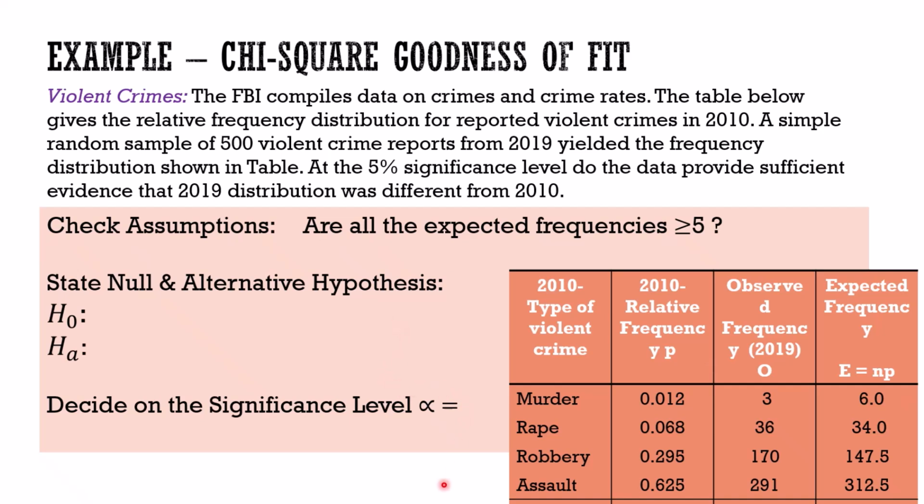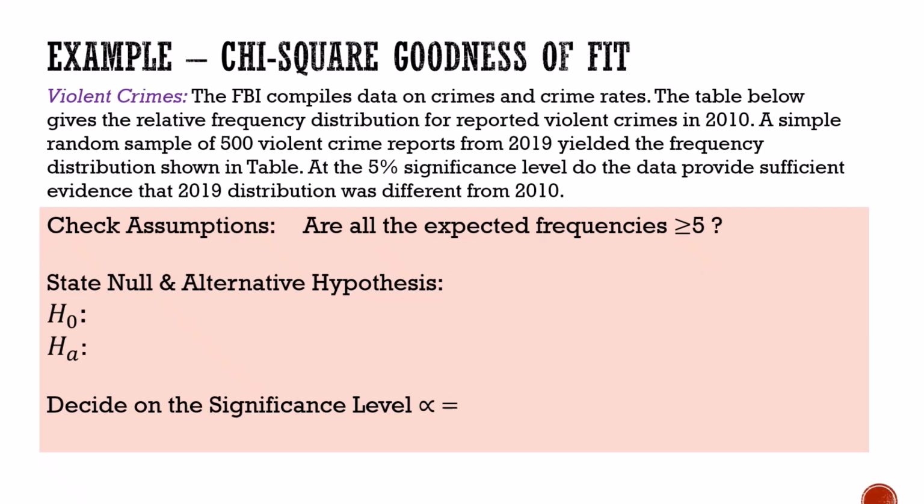So I'm going to just get rid of the table at this point and look at how we state the null hypothesis. The null hypothesis is always going to state that there's no change in the distribution of crime in 2019 from that of 2010. Right? So I'm going to take a pause and write that down, and then we'll talk about the alternate hypothesis.